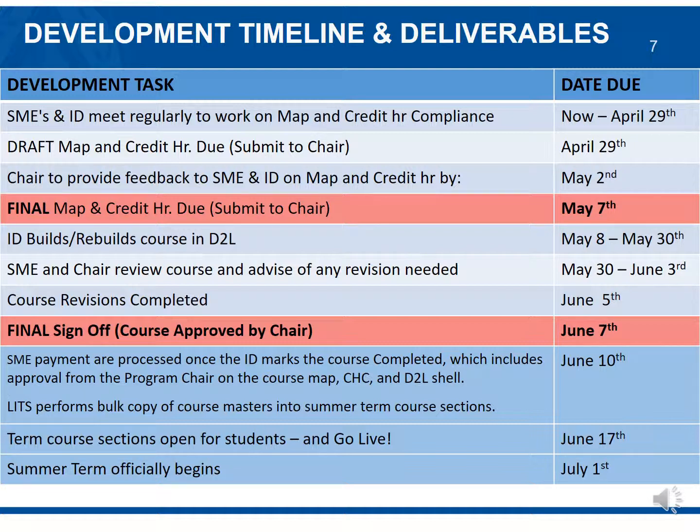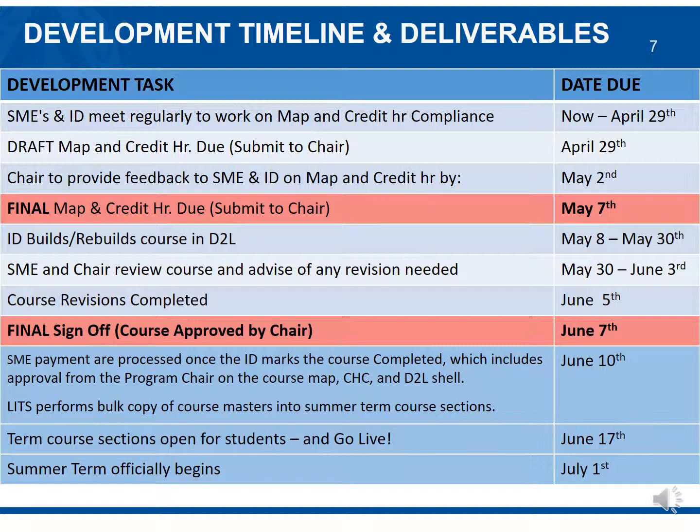A note about SME payments. SME payment is not processed until the ID marks the course completed, which includes the approval from the program chair on the course map, credit hour compliance, and D2L course shell. Note that the program chair also approves and reviews the D2L course shell. Payments are made by the last business day of the month if the course is completed on time. Otherwise, payment may be delayed until the following month.